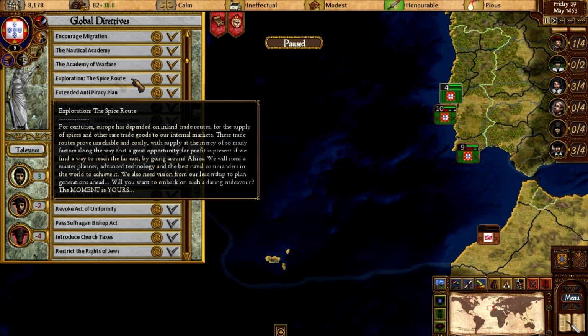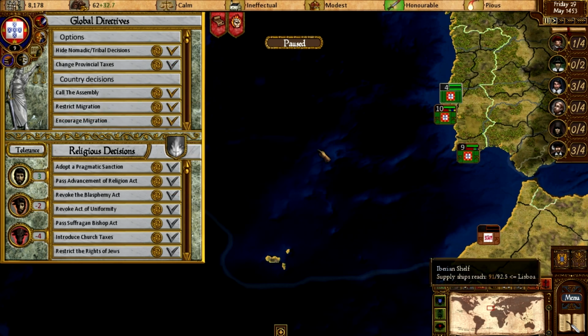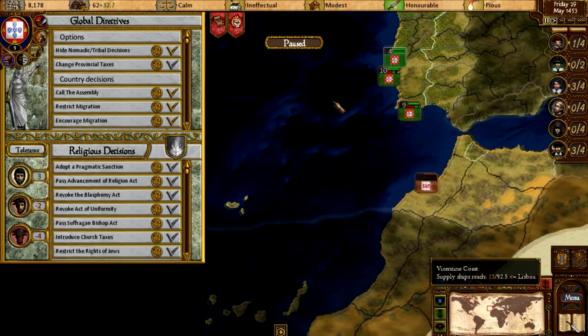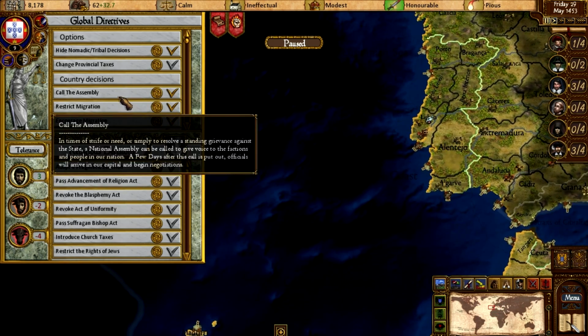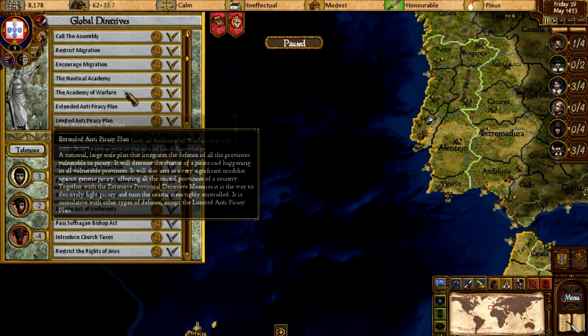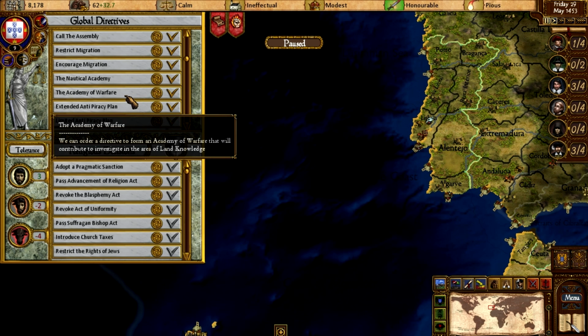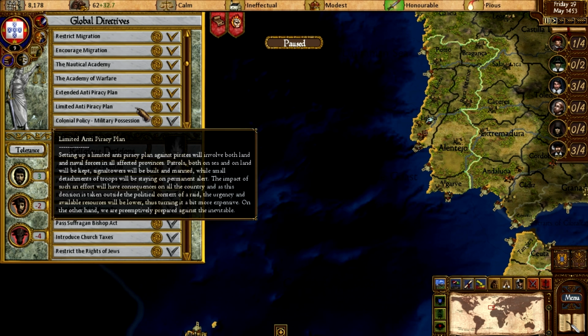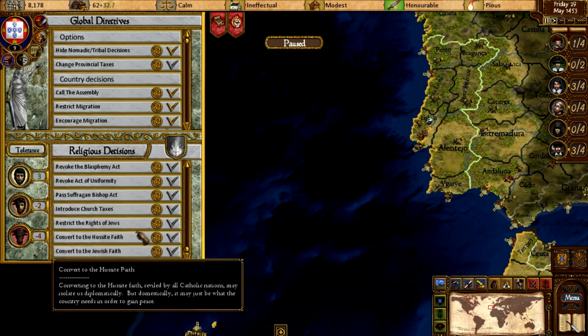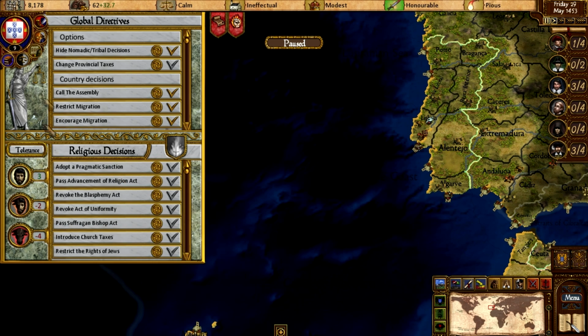For the global directives, I'm going to enact the exploration of the spice route. The spice route is the sea trade route to India. It's the historical course of Portugal, and I'm going to take it because it will reveal access to India, and it will give me a nice trading bonus for getting there. There are also the decisions regarding migration, naval warfare academies and land warfare academies, and piracy plans. And here I have the religious decisions, but I can't enact any of them at this time.